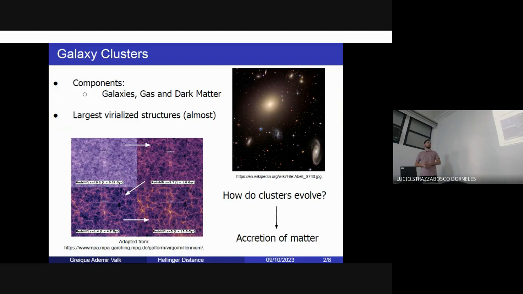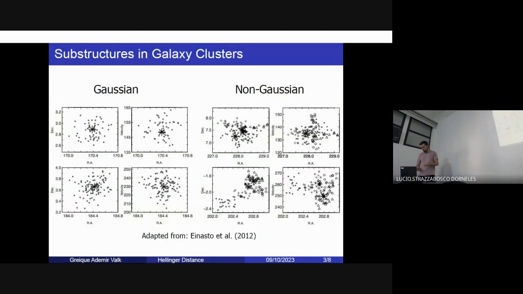Because of this, we can see galaxy clusters in several dynamic stages, because if a cluster had a merger event recently, this cluster is further from the equilibrium. But if a cluster doesn't present a merger event recently, this cluster is closer to virialization. Here is an example of 2 Gaussian clusters in these 2 figures and 2 non-Gaussian clusters.